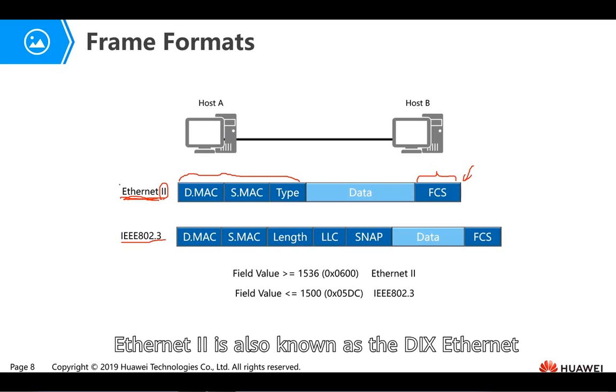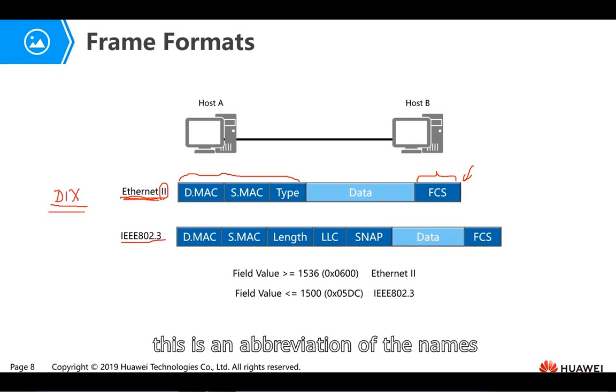Ether2 is also known as DIX Ethernet. DIX is an abbreviation of three companies' names. D means DEC, I means Intel, and X means Xerox. This is the DIX format. In this header there are three fields. One is the destination MAC address, the second is the source MAC address, and the third is the type.